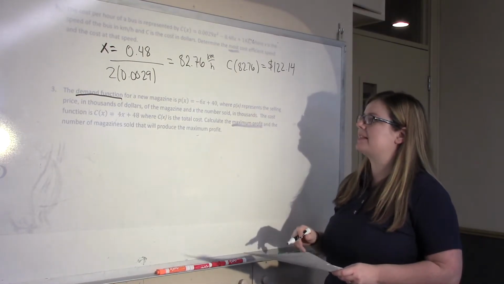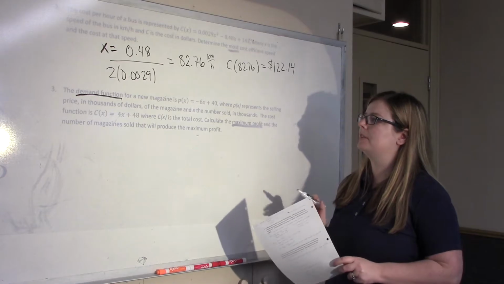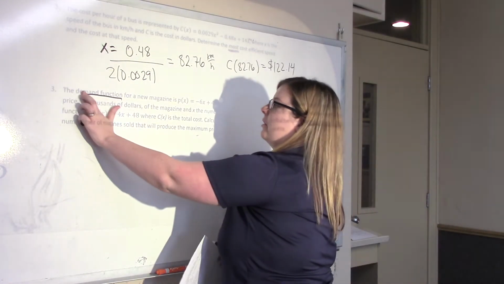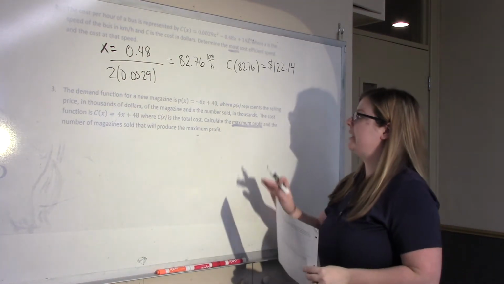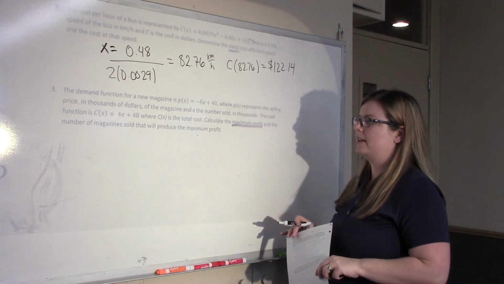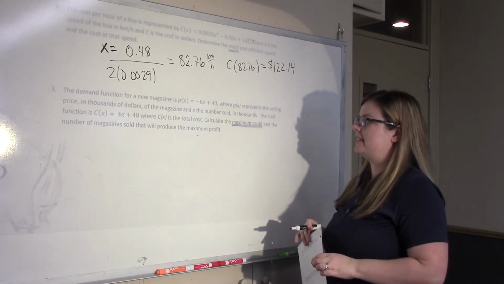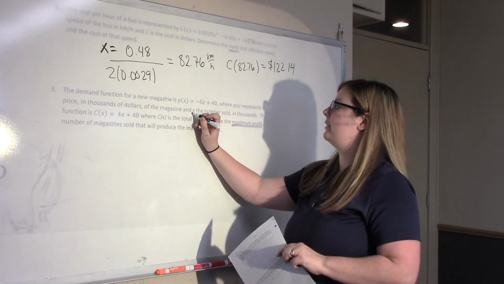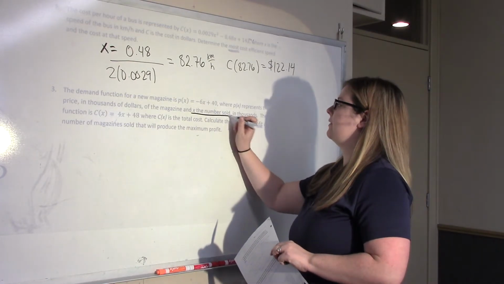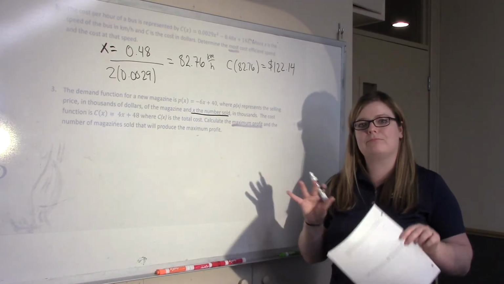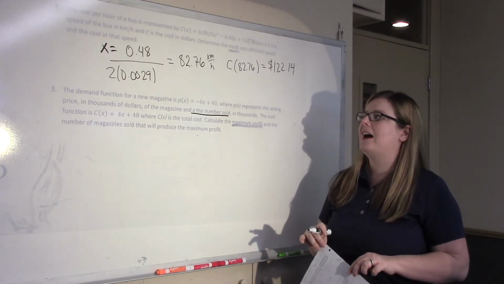So P at X represents the selling, oh, sorry, I just said that wrong. Because here it says P at X represents the selling price in thousands of dollars of the magazine. Oh yeah, and X, the number sold. That's why I was getting confused. Okay, let's rewind there.